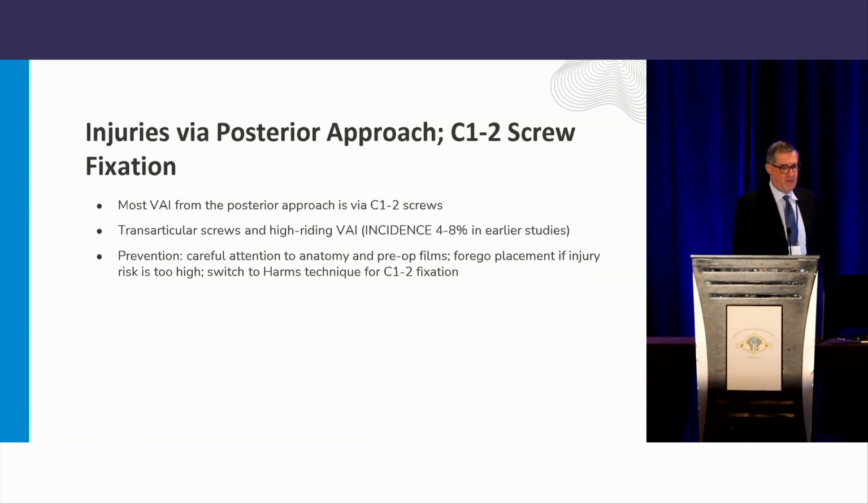Injuries via the posterior approach: the most common is through a C1, C2 transarticular screw placement. Mostly, they've been replaced by the Harms technique, so the incidence has gone down due to this. You have to pay careful attention to the anatomy and preoperative films, and make sure there's not a high-riding artery where you can't place a screw, where there's no good path for the screw as you get into C1. And we've completely switched to the Harms technique for C1, C2 fixation.